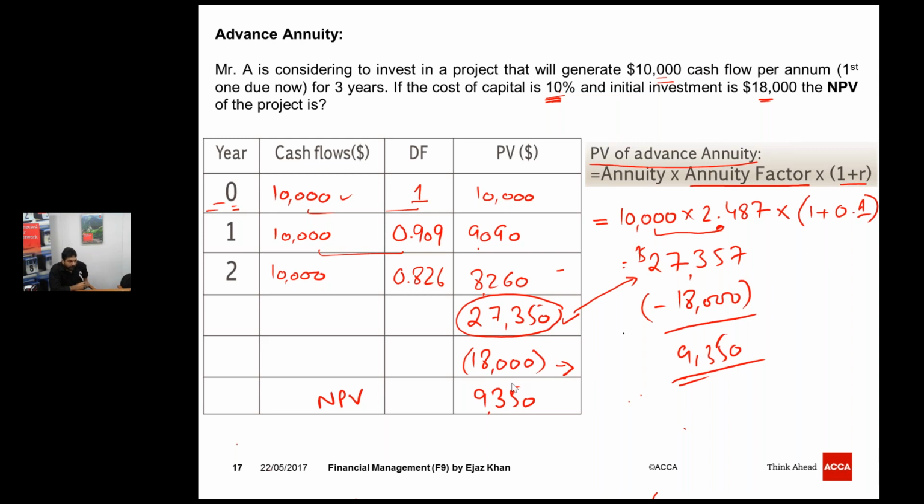Taha, yes, definitely we'll be discussing the theoretical part as well. At the moment, we're just discussing the basic calculation. That's why there is less of the theory section, but definitely we'll be discussing the theoretical part as well.